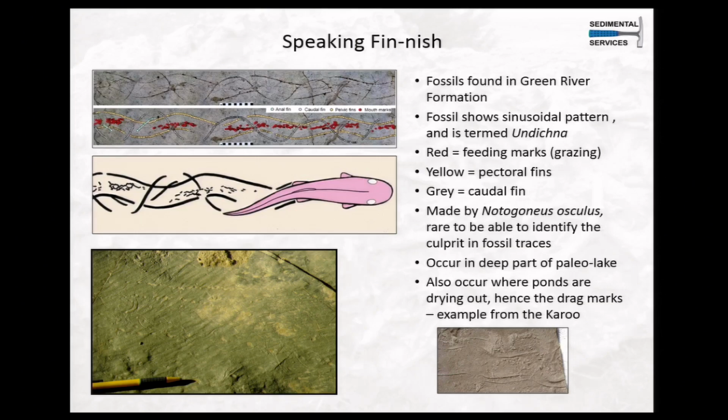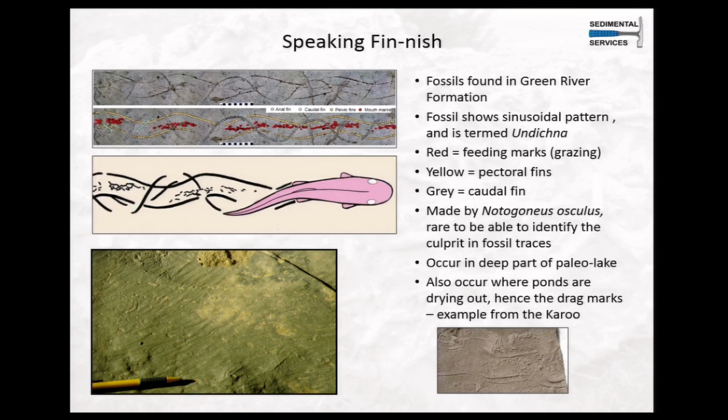So because this is the only type of fish that had that morphology, we're able to tie the fish fin marks to that particular fish. And that occurred in the deeper part of the Paleolake. So this was a bottom-dwelling fish. So it's also nice evidence that that fish was definitely a bottom dweller because it left those fin marks.